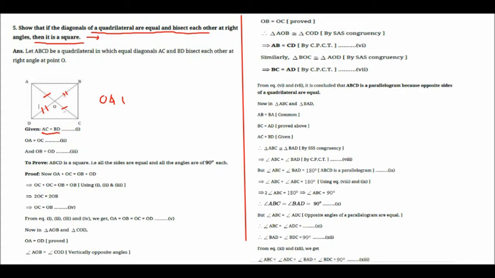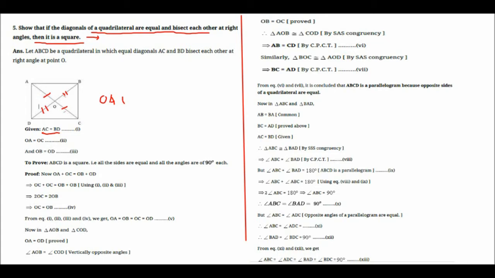So first, it is very simple. We will take any two triangles and we will prove that all the four sides are equal, right? If all the four sides are equal and the diagonals bisect each other, then we conclude that it is a parallelogram. That is the first logic, right? Then we need to prove that all the angles are 90 degrees.